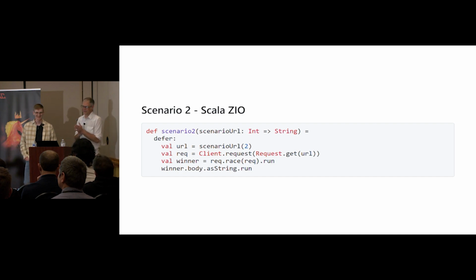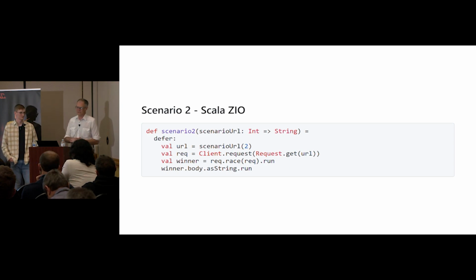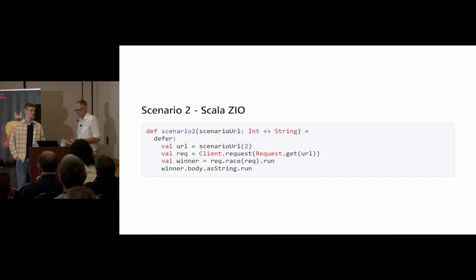Okay, so let's start with the Scala ZIO one. This is exactly the same as scenario 1 because the default semantics for race in ZIO are that if a racer fails, that is not considered a winner of the race and does not terminate the race as well. It's going to wait until it gets a winner that actually succeeded. So that's just default race in ZIO.